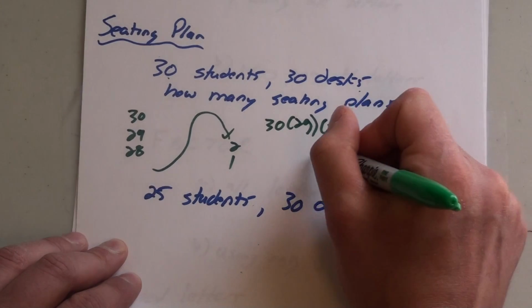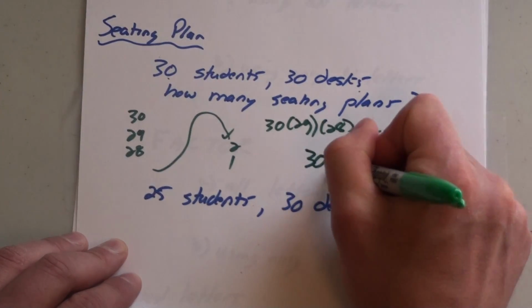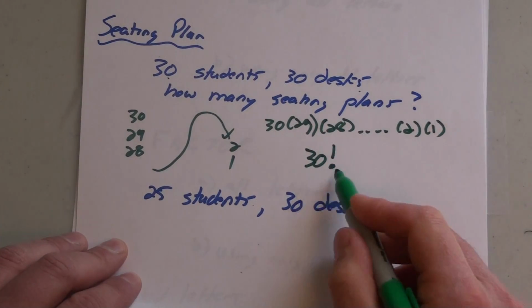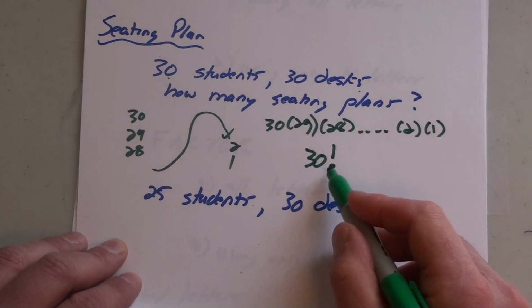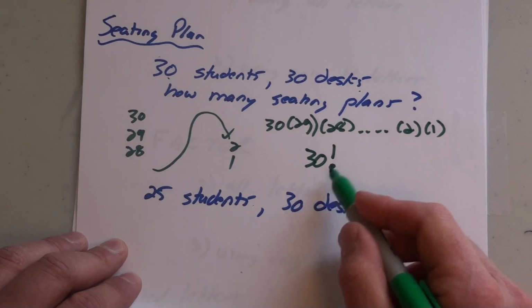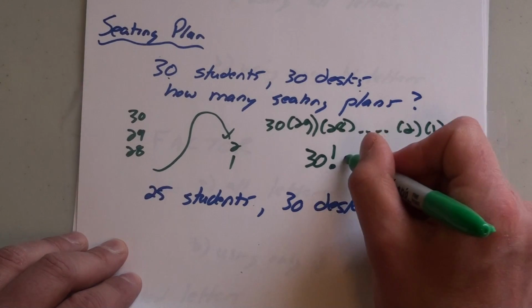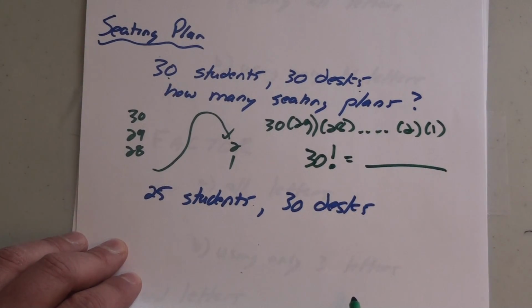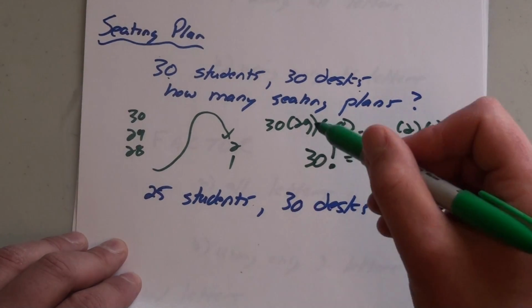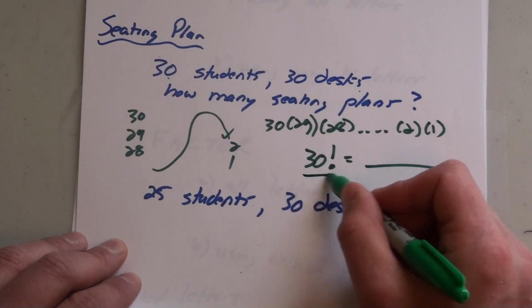Again, an easier way of doing that would be 30 factorial on your calculator. 30 factorial means 30 times 29 times 28 times 27 times 26 all the way down to 2 times 1. And again it'll be quite a large number. I'm using all 30 students. That's where the factorial will get put in.